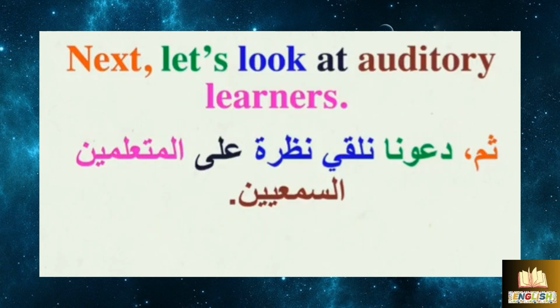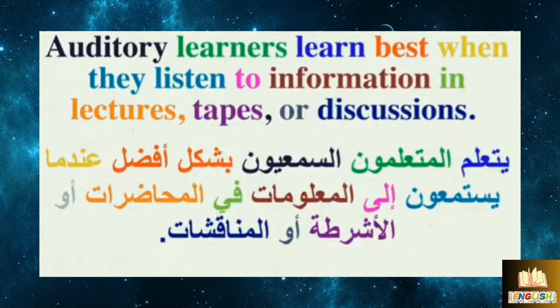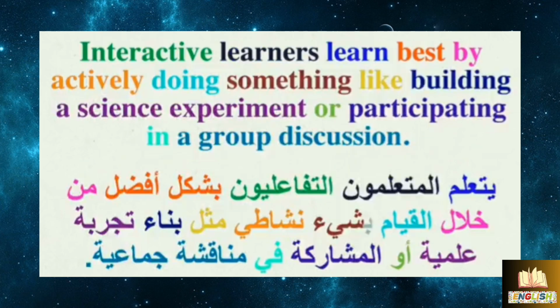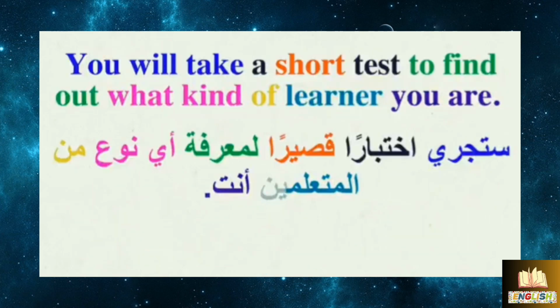Next, let's look at auditory learners. Auditory learners learn best when they listen to information in lectures, tapes, or discussions. Finally, we have interactive learners. Interactive learners learn best by actively doing something, like building a science experiment or participating in a group discussion. You will take a short test to find out what kind of learner you are.